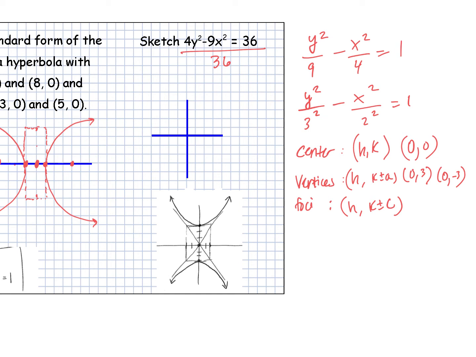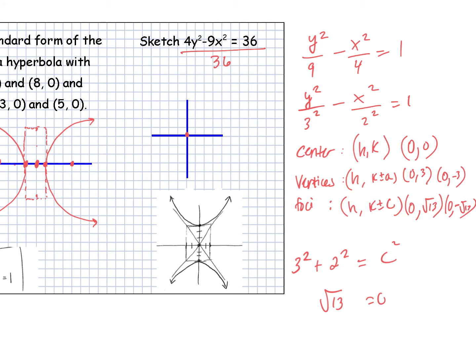We can figure out our c because we know our a and our b. So we would say 3 squared plus 2 squared equals c squared. So c is going to equal square root of 13. So we have (0, square root 13) and (0, negative square root 13).